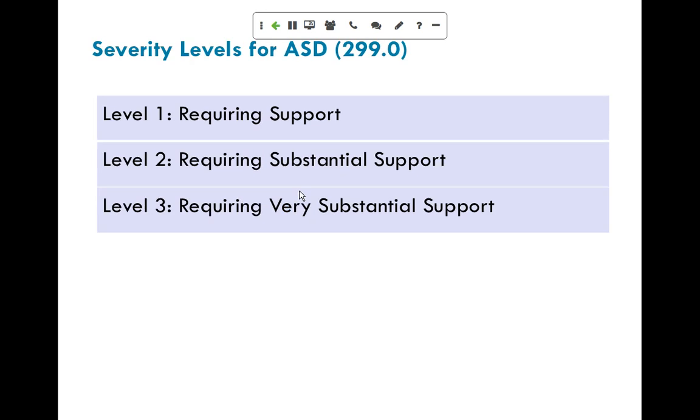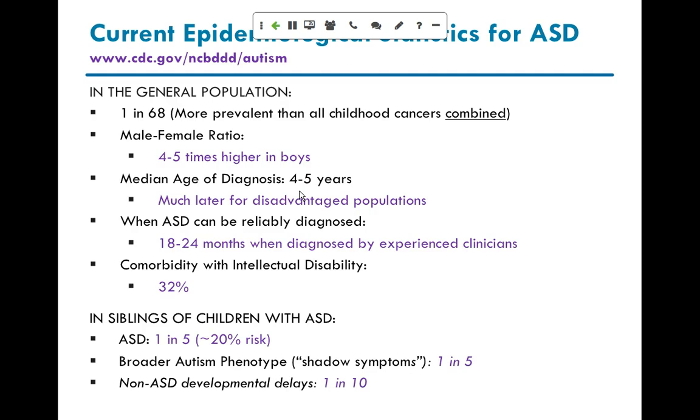Then we have the severity levels, and what's nice about the severity levels is that they're all about the level of support that an individual requires in their intervention, which really ties into adaptive behavior, because adaptive behavior is all about independent performance of skills. So level 1 would be requiring support all the way to level 3, which is requiring very substantial support and then anything in between. So it's very important to designate where you feel the individual falls along these levels.